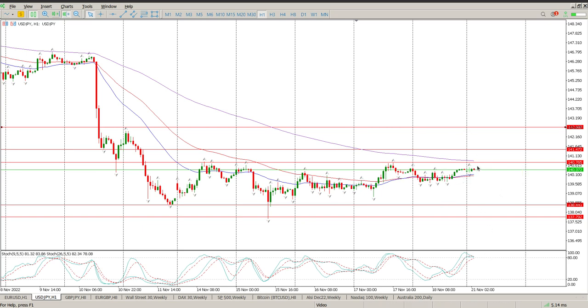So mixed signals right now. I'm going to want to see a break of Friday, so Friday's lows here.